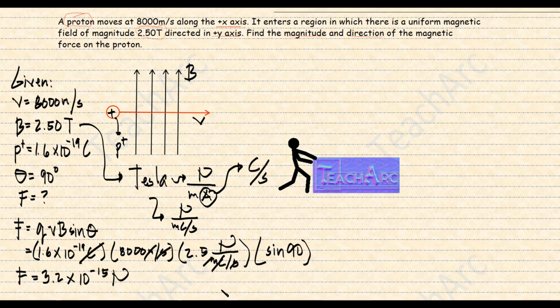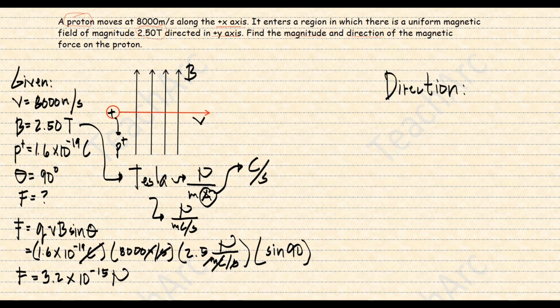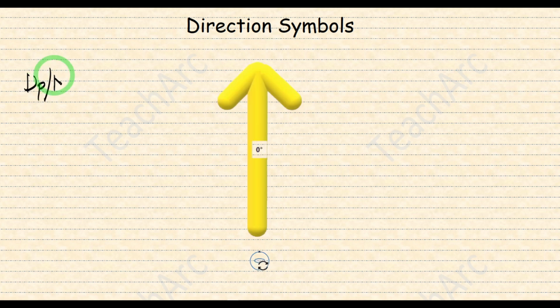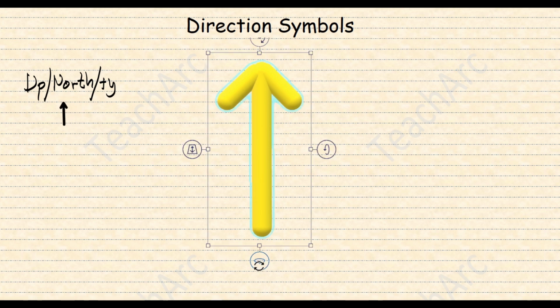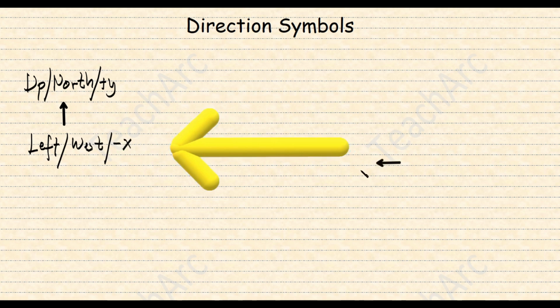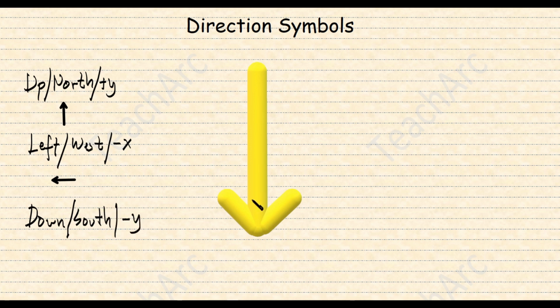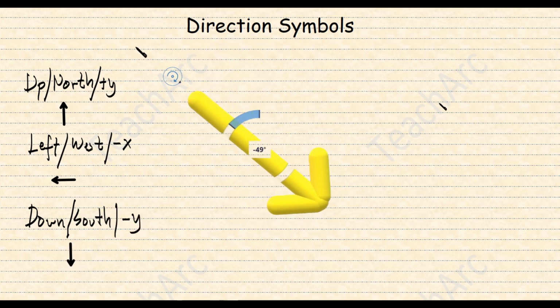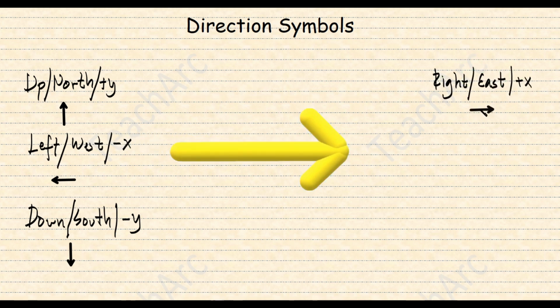The direction will be identified using the right-hand rule. But how do we use the right-hand rule again? Let's have a review first. The following are the common symbols used to indicate directions. For north or along the positive y-axis or up, we use an arrow pointing upward. A left arrow for west or along the negative x-axis. An arrow pointing downward for south or along the negative y-axis. For right and east or along the positive x-axis, we have an arrow pointing to the right.